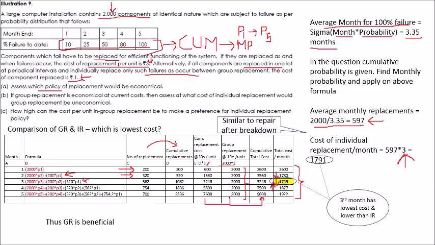So what is the question A? Assess which policy is economical. So the economical is the group replacement policy combined with the individual replacement policy, and the group replacement is done once in 3 months, and that is the most economical. So group replacement is beneficial when it is done once in 3 months, guys.